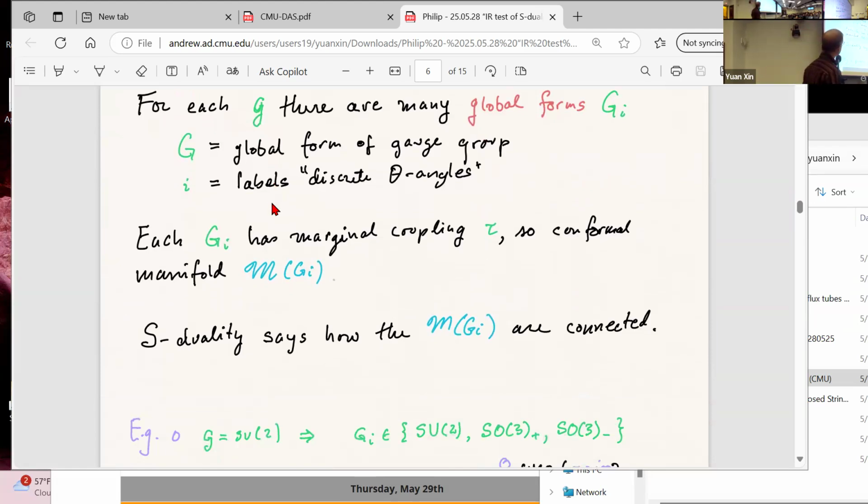Their final answer is that for each gauge algebra, there are many possible global structures or global forms of the theory, labeled by an actual global form of the gauge group. Remember, for each simple Lie algebra, there can be many corresponding compact gauge groups. In addition, there are some additional discrete labels, which they call discrete theta angles, and they figured all these out and labeled them. I'm not going to go into that here. For each global form, there is a marginal coupling, and so there is a corresponding conformal manifold. And S-duality says how these conformal manifolds are connected to one another.